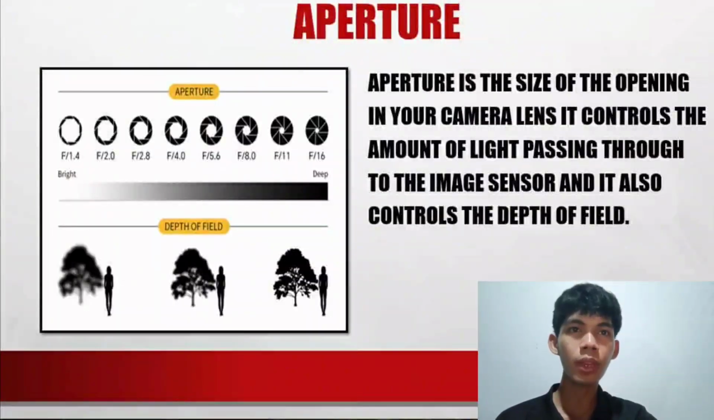into photographs. Aperture is the size of the opening in your camera lens. It controls the amount of light passing to the image sensor, and it also controls the depth of field. In aperture, the lower the f-number, the wider the lens is, and as a result, more light will enter the camera. As more light enters the camera, the shallower the depth of field will become, which leads to a blurred background. Meanwhile, if the aperture number is high, the narrower the lens will become, which leads to less light and produces a depth of field with more focus on the scene.